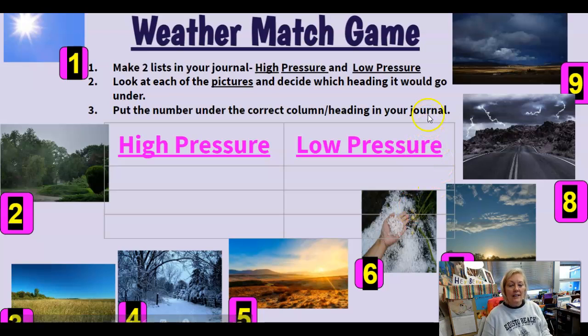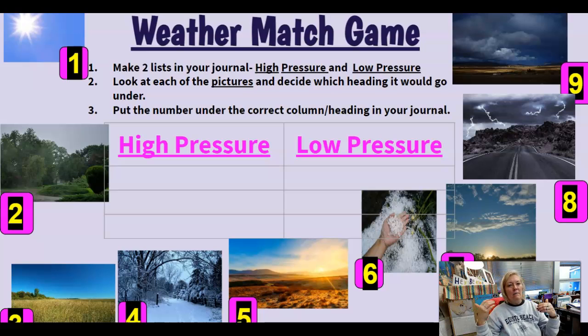On the next screen, we're going to play a little game, weather match game. I put some pictures on there and I've numbered each of those pictures for you. I'd like you to make two lists in your journal, a high pressure list and a low pressure list. Now let's remember what we know about high pressure. Remember in the classroom, we would say high pressure is when the air is pushing down. And we said what temperature air typically pushes down. Remember the kind of air that sinks versus the type of air that rises up. Low pressure air is when we took our hands, remember when we rose them up, that's when that air is rising. And remember the temperature of air that moves up or rises up.